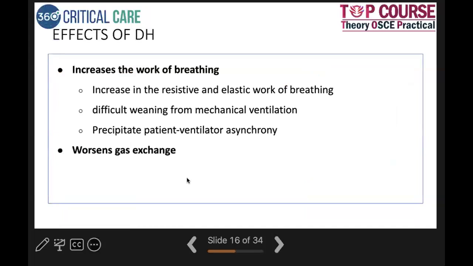So what are the major adverse effects of dynamic hyperinflation? We saw that because of the alveoli getting swollen up, with every breath the patient has to put in a lot of work even to trigger the next inspiration, right? So there is going to be an increase in the resistive and the elastic work of breathing, because of which the patient needs sedation and prolonged ventilation, and weaning could be a more problematic process in COPD patients. It can even precipitate patient-ventilator asynchrony. And at the same time, the alveoli is going to have a dead space. So there is going to be dead space ventilation with a worsening of the gas exchange also.